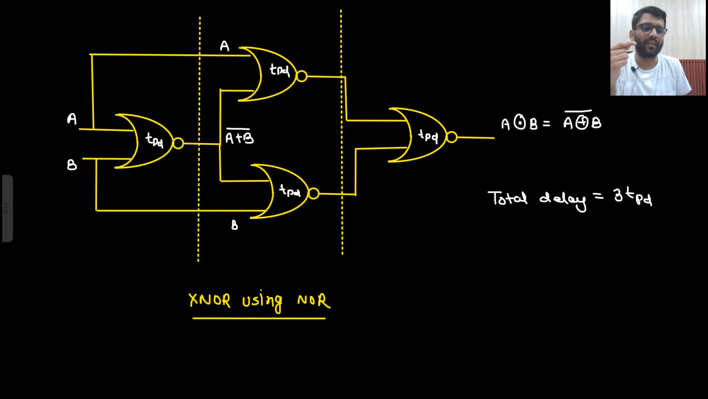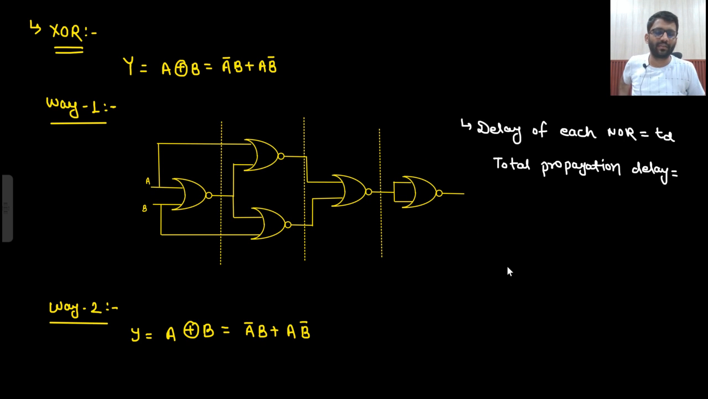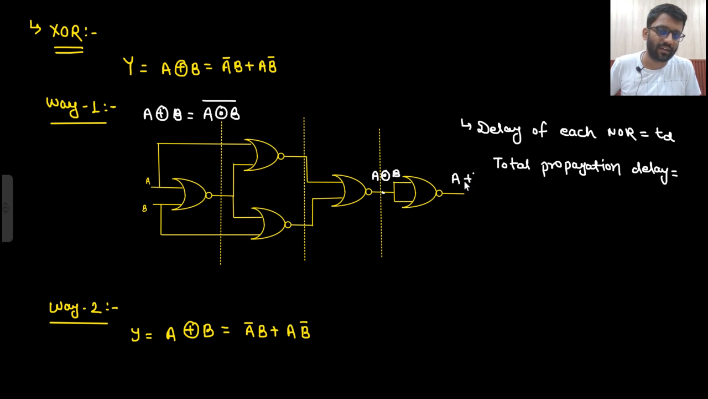Now what will I make? Now I will make the XOR gate. This is the way 1. What is the way? Simply XOR gate. XOR I have already made, so just take the bar. So this is XOR, A XOR B. I will just take the bar here, so this I will get. If each has TPD delay, then total delay would be 4 TPD. Right? Total delay would be 4 TPD.